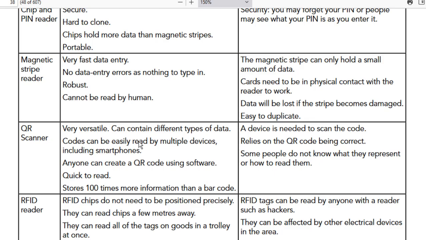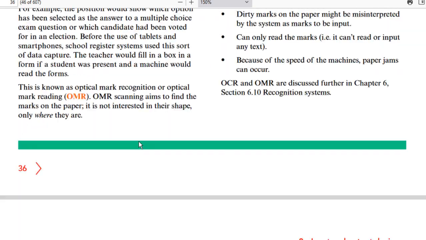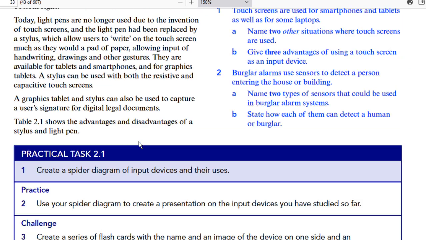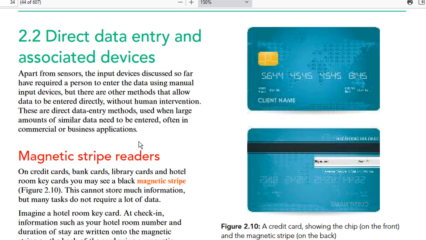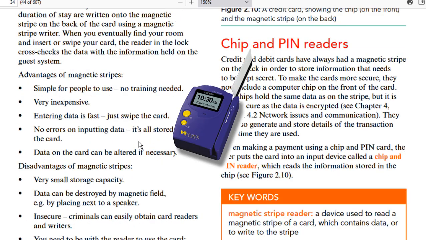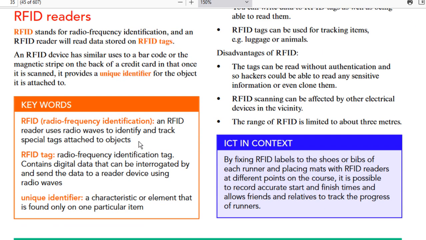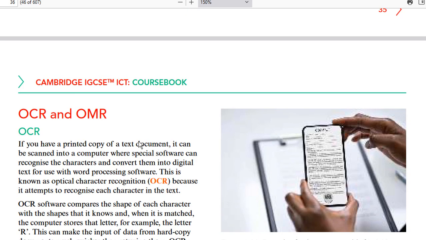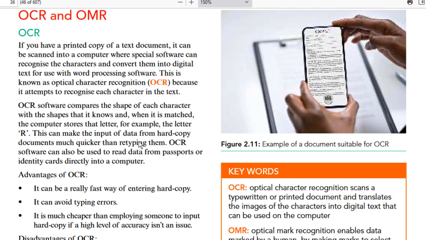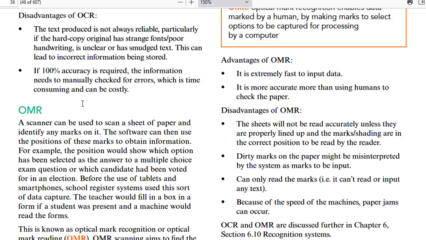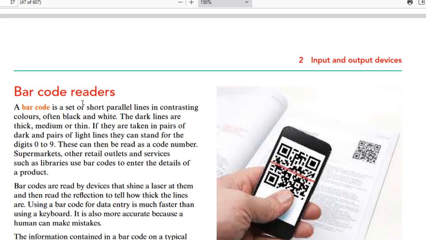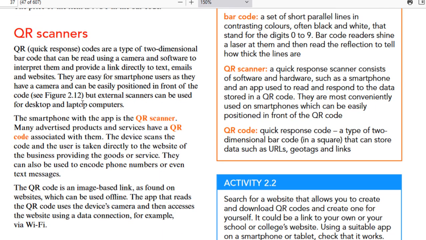Alright, this would be the end of this video. We generally spoke about direct data entry, the magnetic stripe, the chip and pin, the RFID, radio frequency identification. Then we moved to OCR and OMR, so that your computer can recognize characters or marks, optical character recognition and optical mark recognition. And then we moved to barcode readers, and finally we got a bit of knowledge about the QR scanner.